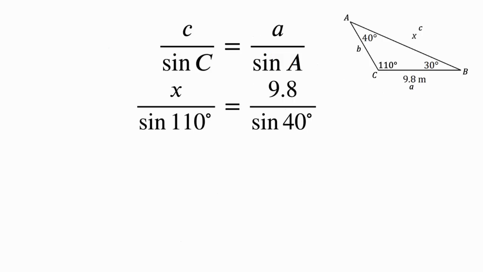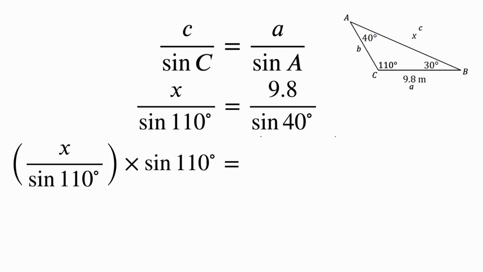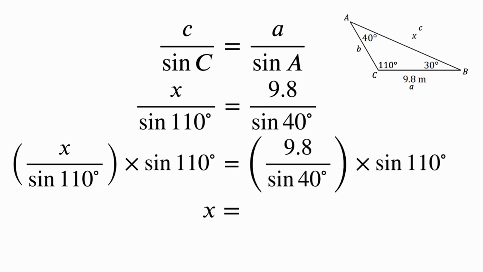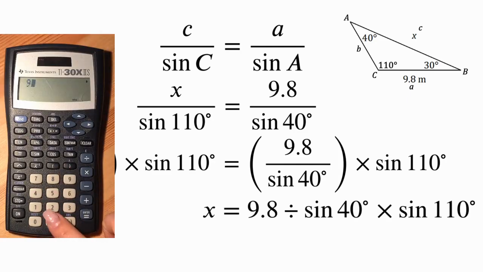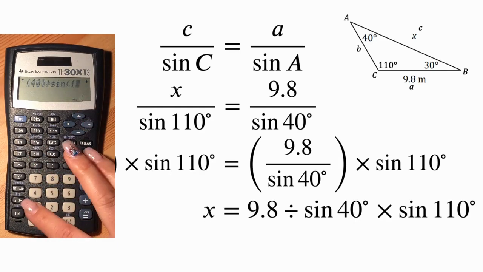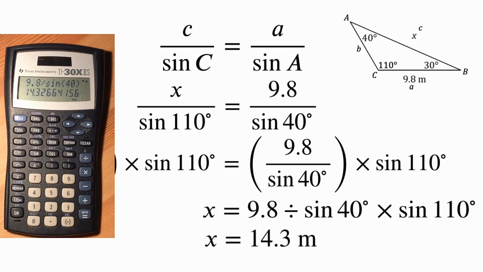You'll notice that x is being divided by sine 110. Just like we did in cosine law when we tried to solve for our unknown variable, we'll do the inverse operation of dividing by sine 110. We'll multiply by sine 110. Multiplying x that's being divided by sine 110 by sine 110 will isolate x. If we perform an operation on one side of the equation, we do the same to the other side of the equation. When we type this into our calculator, notice we are not using the second function button. Second function is only used when solving for an angle. When we round to the nearest tenth, x equals 14.3 meters.